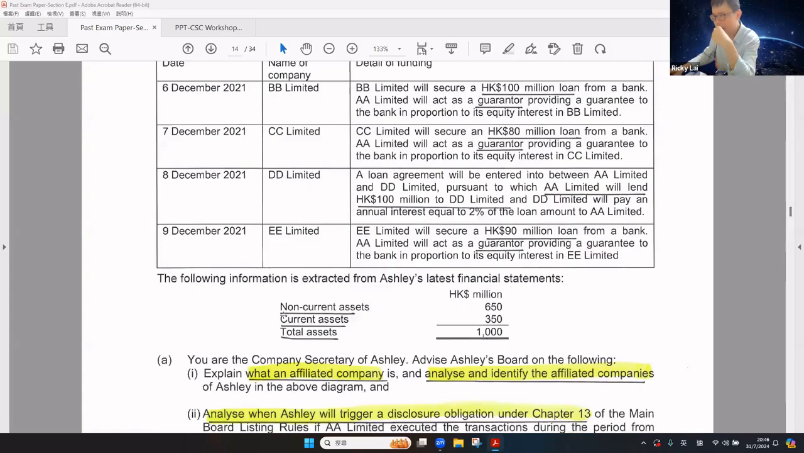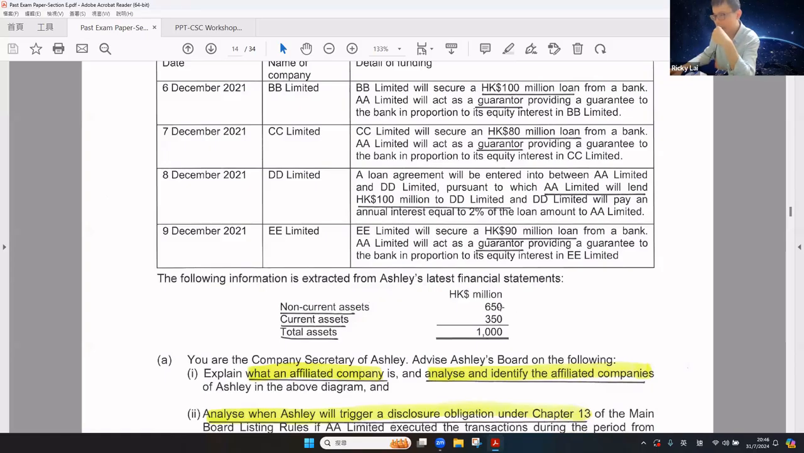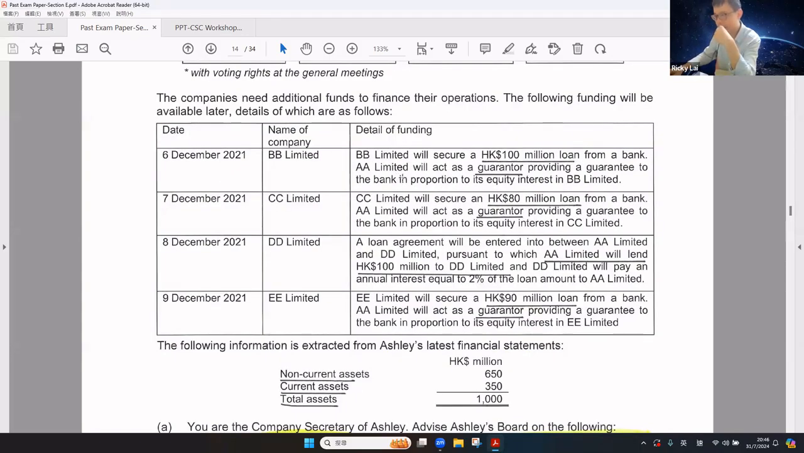More importantly, look at the financial information of the listed company. Non-current assets are 650. Current assets are 350. So total assets are 1,000 million Hong Kong dollars. Why is this information very important? Needless to say, we need to calculate the excess ratio. So this information is very important to evaluate the disclosure requirement for the above 4 transactions.